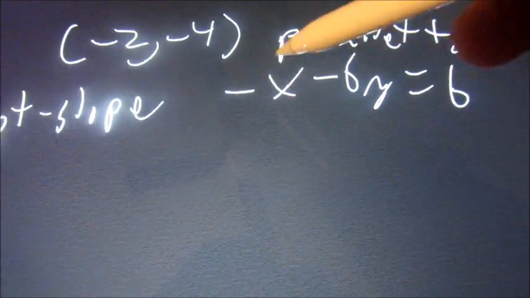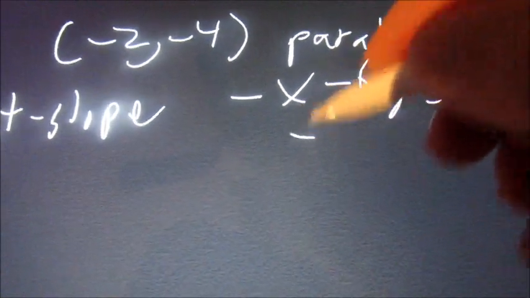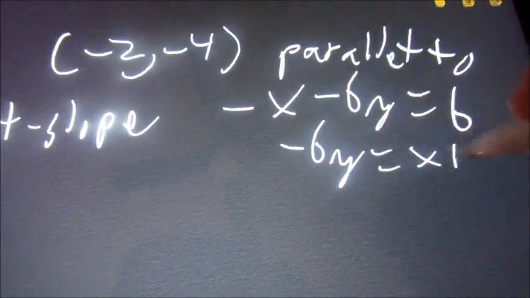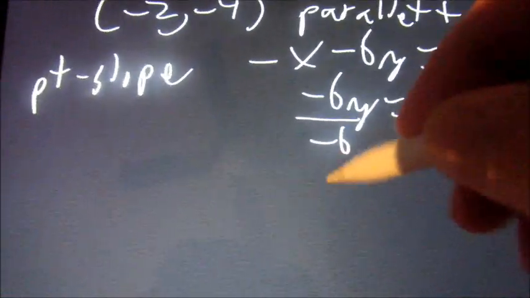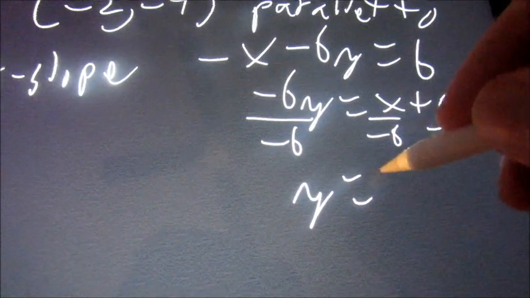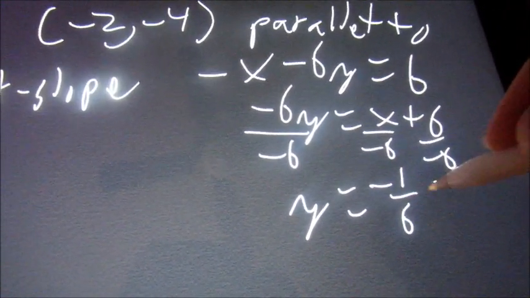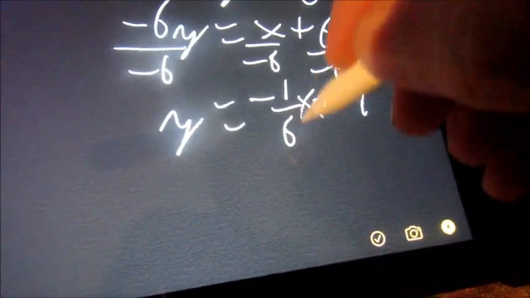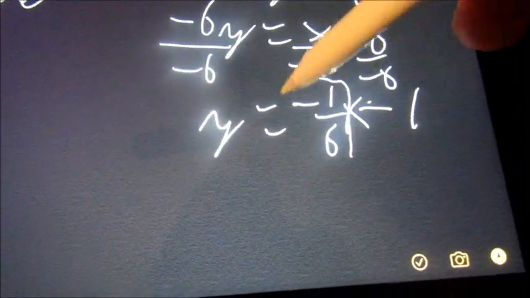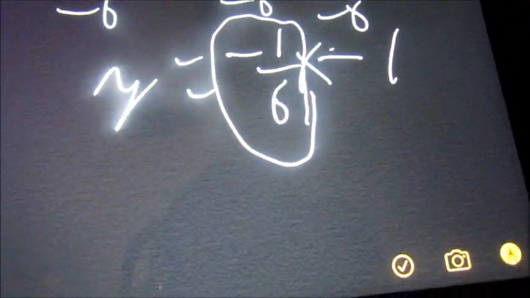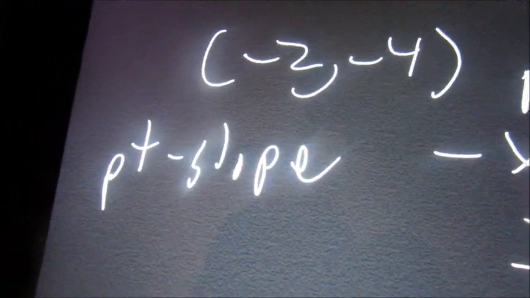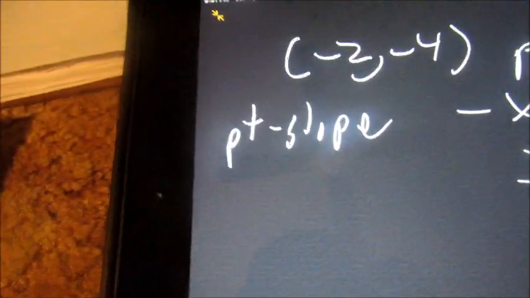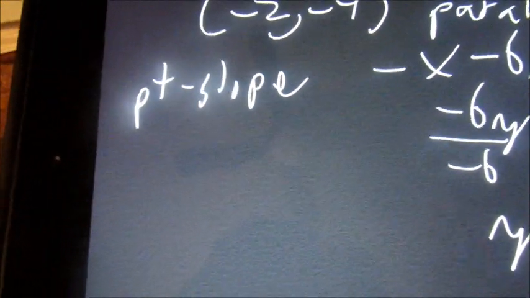So the first thing I need to do is add the x. So I'll have negative 6y equals x plus 6. Divide everything by a negative 6. And I have y equals negative 1 over 6x minus 1. So parallel means that I need to find the slope of negative 1 over 6 that also has this point, negative 2 comma negative 4. And it says to leave it as the point slope form.